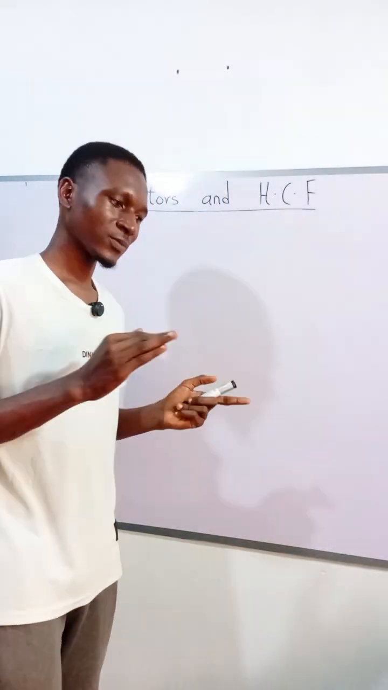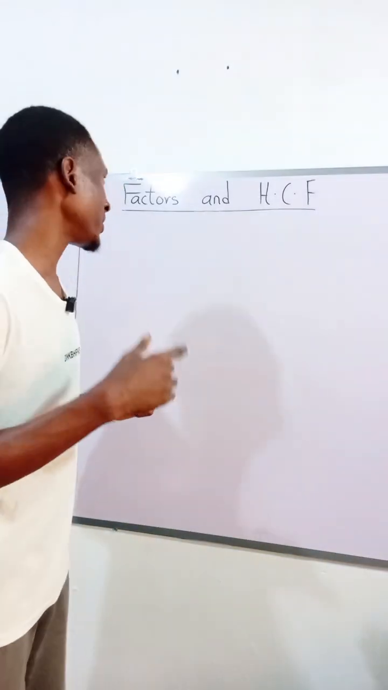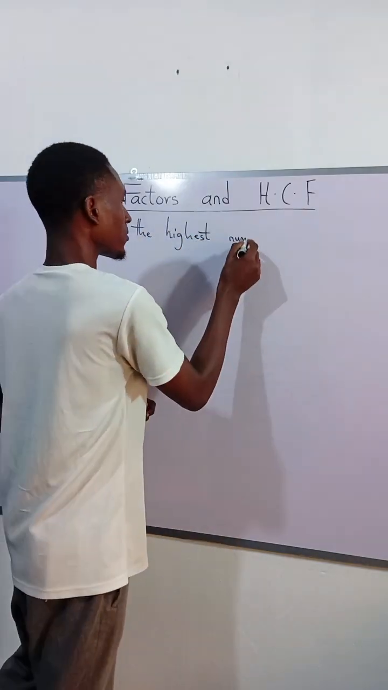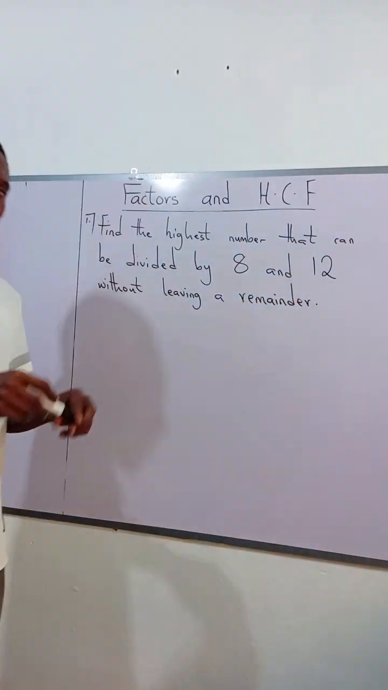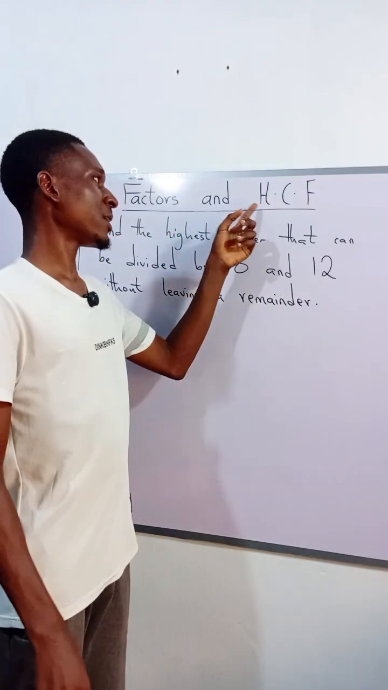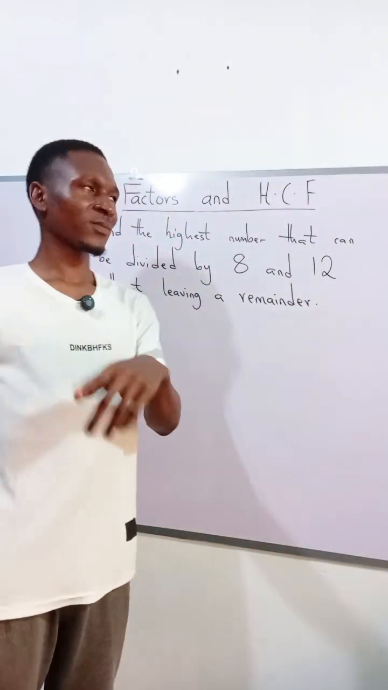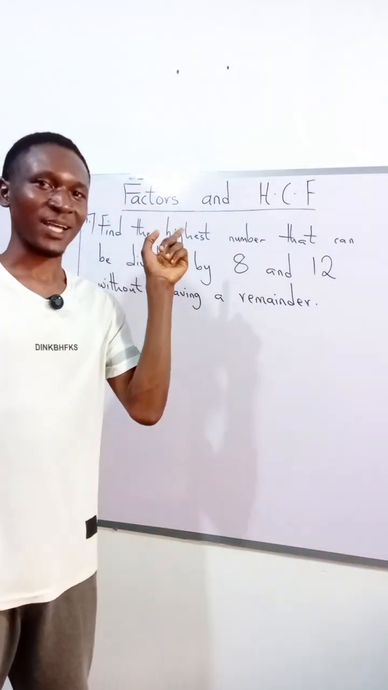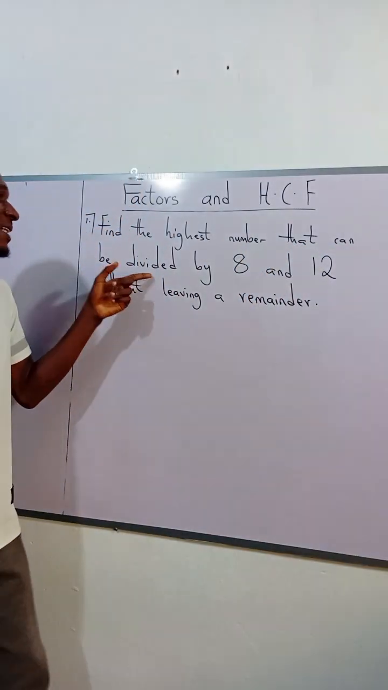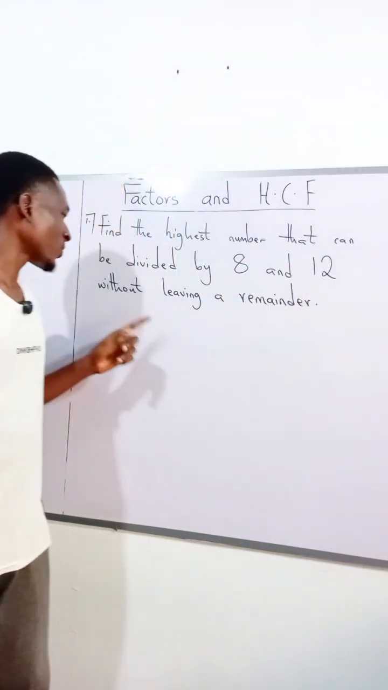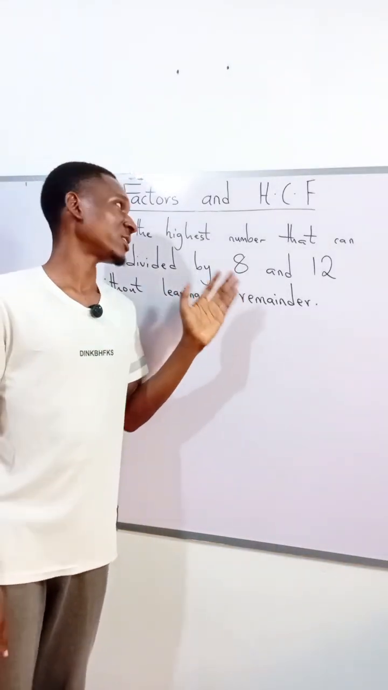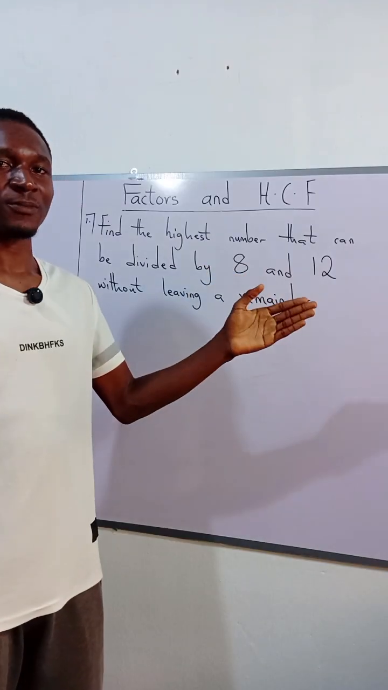I'm going to be showing you 2 different methods, or 3 depending on our timing. Let's take a question. Okay, the question says, find the highest number. Remember, the moment you see lowest number, just know it's LCM. And when you see highest number, just know that it's highest common factor. Find the highest number that can be divided by 8 and 12 without leaving a remainder. What they're asking us to do is find the highest common factor of 8 and 12.